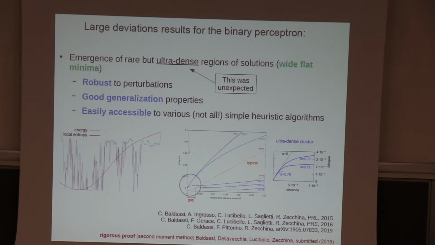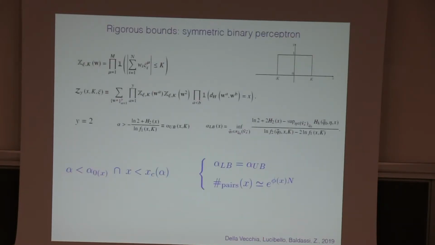And recently we have been doing some exercise with first and second moment methods, and for a particular version of the binary perceptron model, we can show that in fact there exists an exponential number of pairs of solution at arbitrary distance x below a certain threshold.